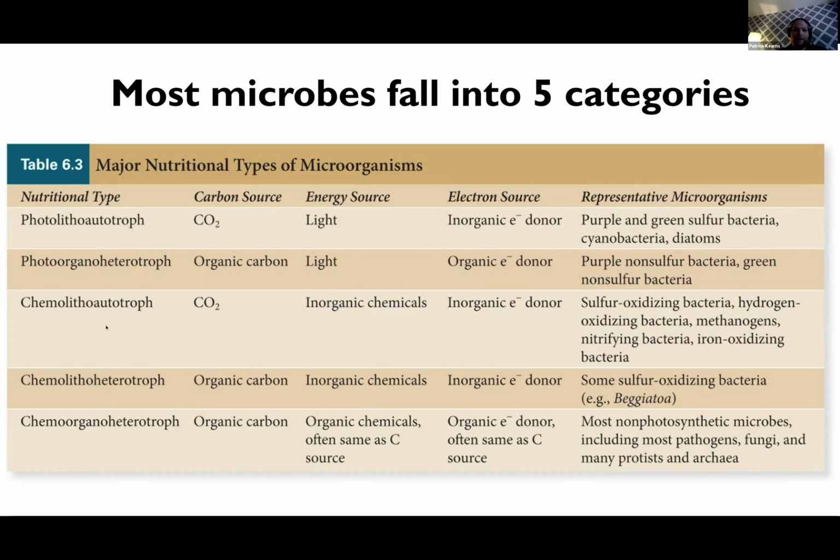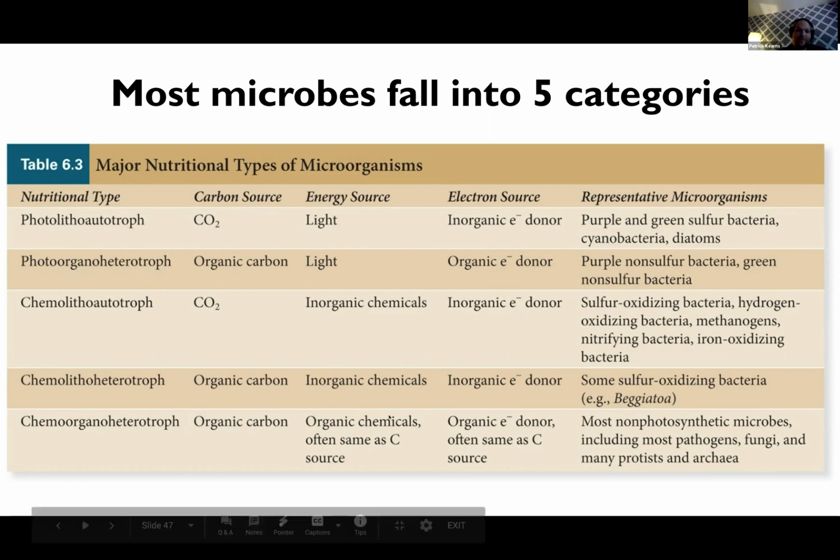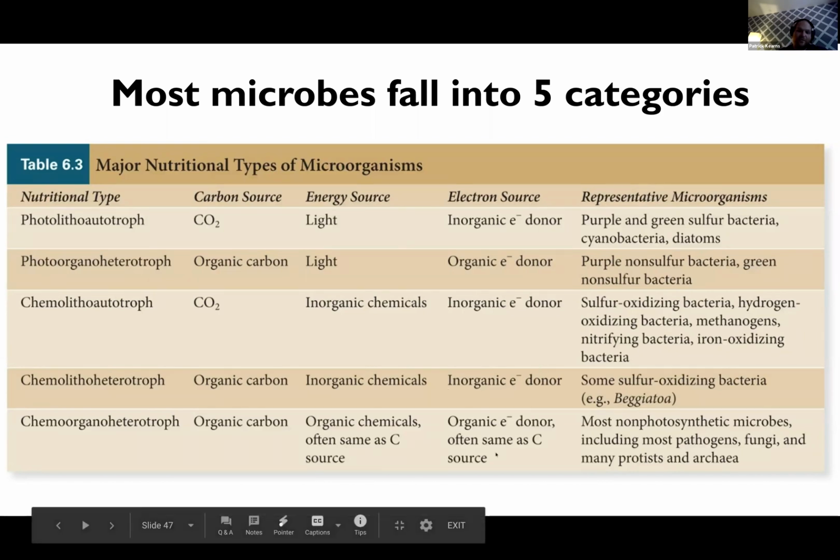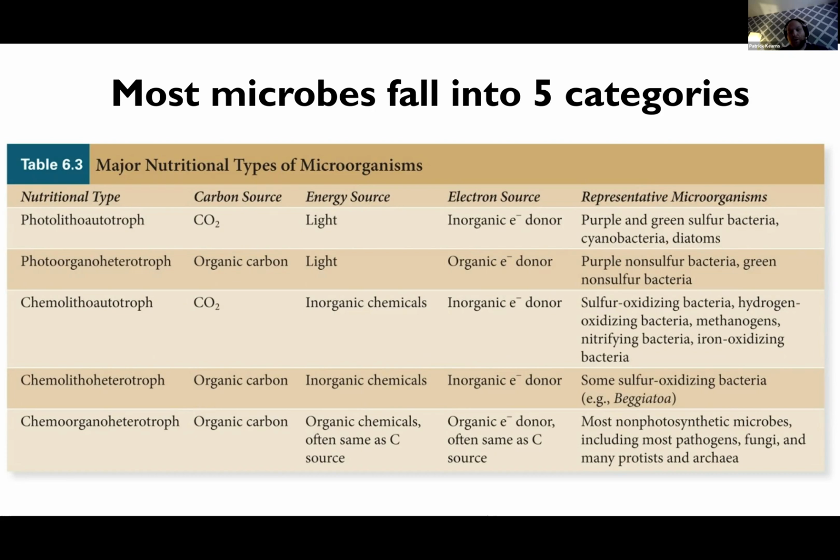We have chemolithoautotrophs, where they get their carbon from CO2. They get their energy from inorganic chemicals, such as sulfur, and they get their electrons from inorganic things. We have chemolithoheterotrophs, which I'll just talk about next. So chemolithoheterotrophs and chemoorganoheterotrophs get organic carbon, and they get their energy from either inorganic chemicals or organic chemicals, and then they get their electrons from inorganic versus organic electron donors. What we're seeing here is that the metabolism of microbes is very diverse. So these are the 5 major categories.